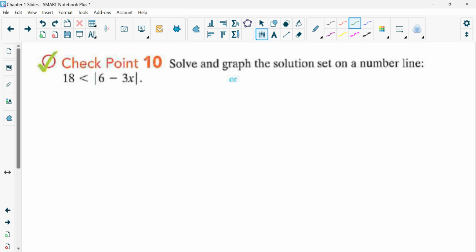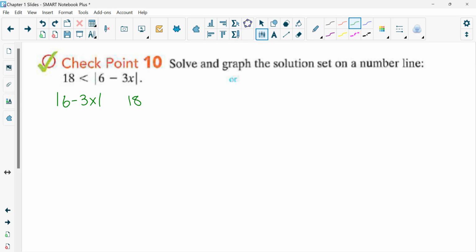All right, so we got checkpoint 10 here. Notice for this one, our absolute value is on the right and the x is on the right. Remember what I said yesterday. It makes your life a whole lot easier if your x is on which side? The left or the right? The left. So let's make our x on the left. So I'm going to switch sides here. I'm going to make this |6 - 3x| on the left, 18 on the right.